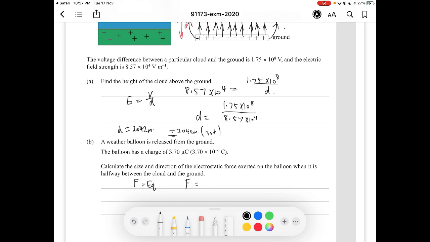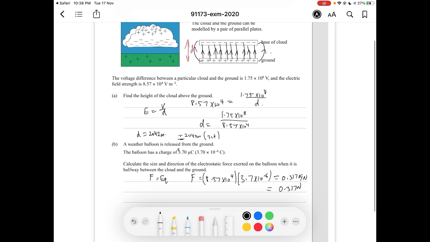So F equals EQ, and we can calculate the size using E as 8.57 times 10 to the power 4, and the charge was given to us as 3.7 times 10 to the power negative 6. That should give us an answer of 0.13709 newtons, which we can round down to 0.137 newtons.